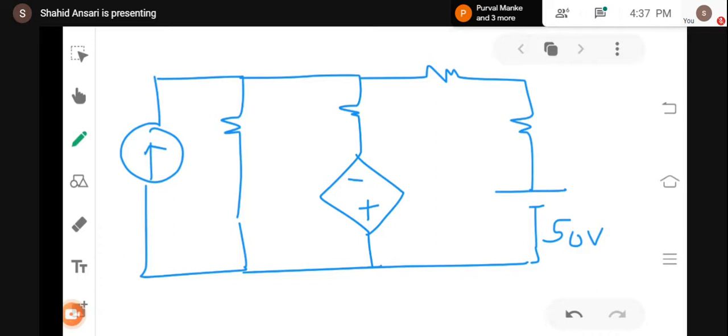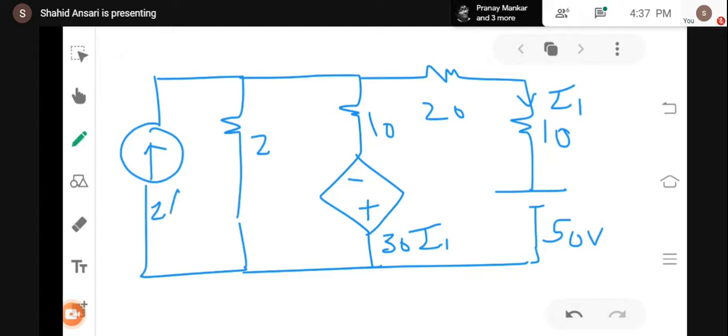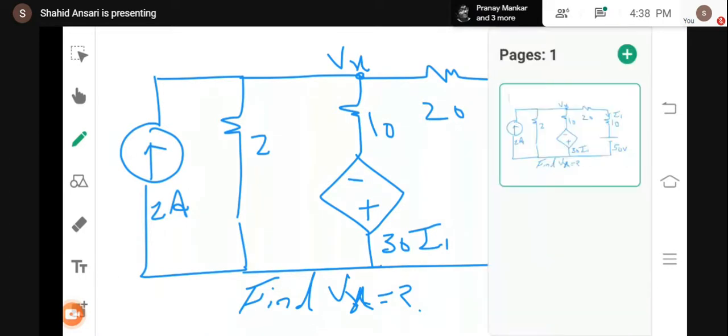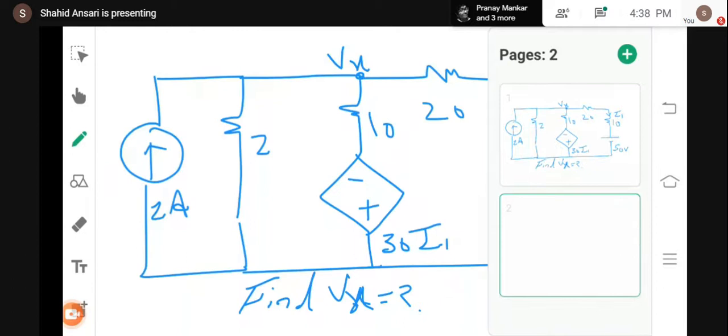This is 10. This is I1. This is 20. And this is 30. And find Vx. Now, how can we find the value of Vx? You will be receiving this type of numerical, not the symbolic one, just to check whether you know how to apply KCL or node analysis or what.